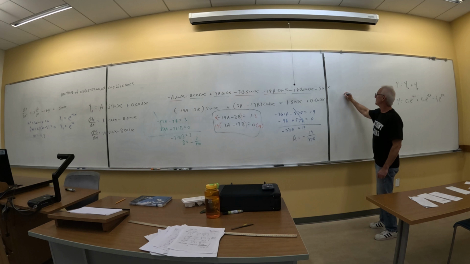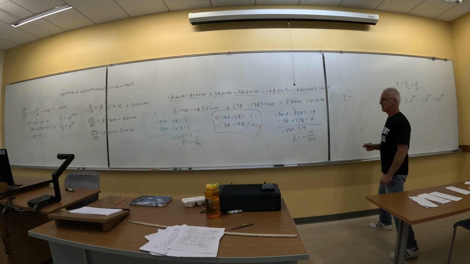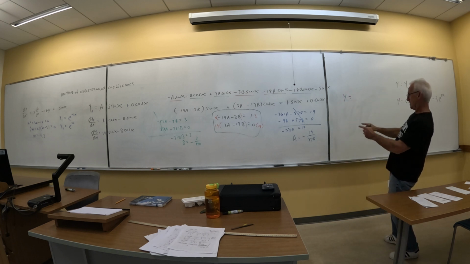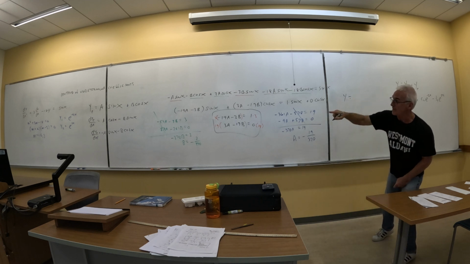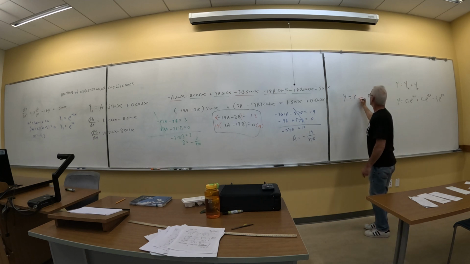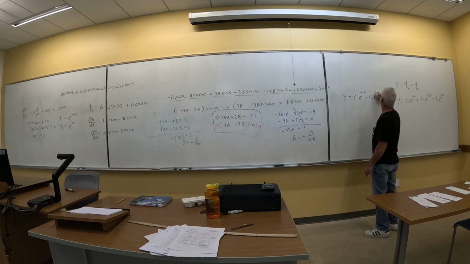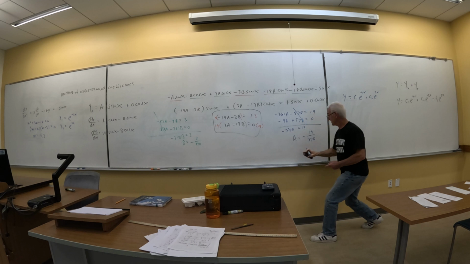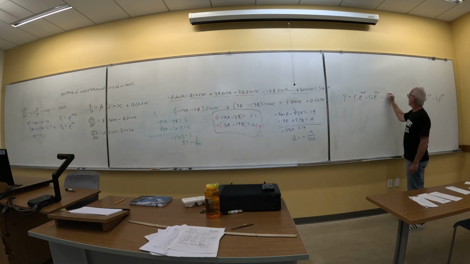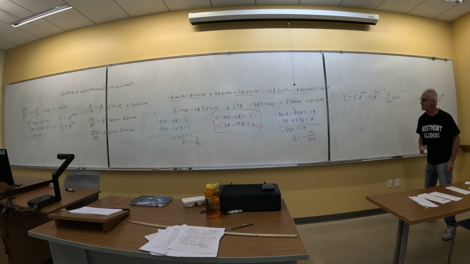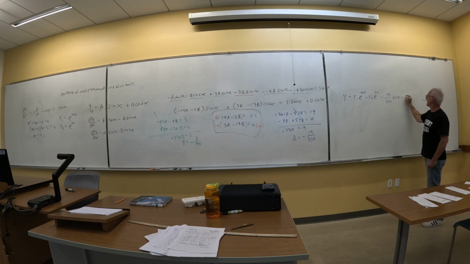What is the final answer then? So, the final answer, go all the way back to there. C1 e to the negative 6x plus C2 e to the 3x. Now I throw these guys in. Minus 19 over 370 sine x minus 3 over 370 cos x.